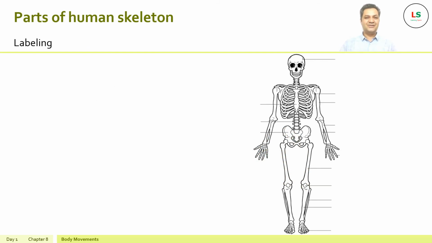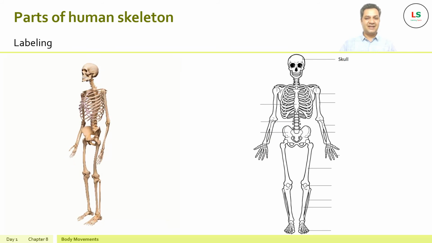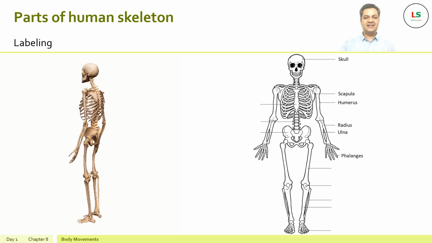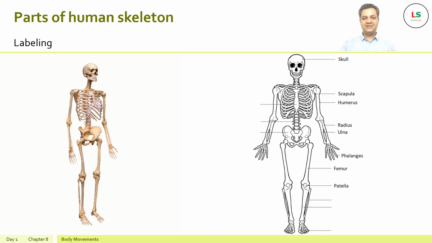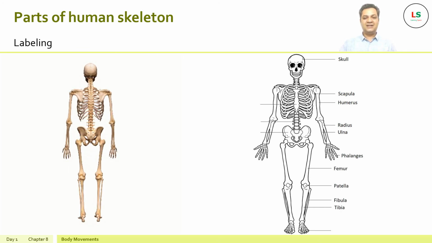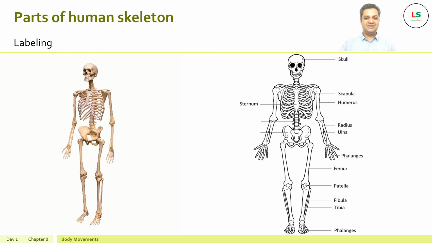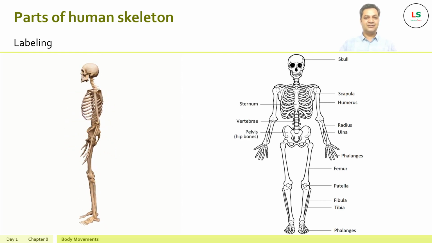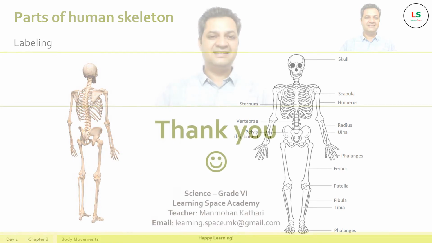Let's label the parts of the human skeleton. Here we have the skull, scapula, humerus, radius, ulna, phalanges, femur, patella, fibula, tibia, again phalanges, sternum, vertebrae, and pelvis, which is also known as the hip bone.